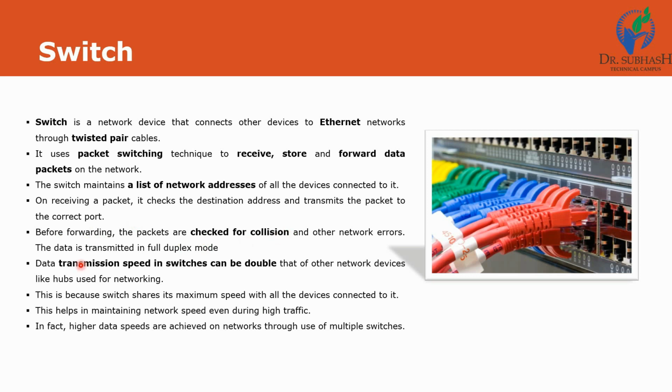Data transmission speed in a switch can be double because there is multiple connectivity between computers. So directly, and the switch maintains the list of computers, so directly we can communicate between two devices. This helps in maintaining network speed even during high traffic.